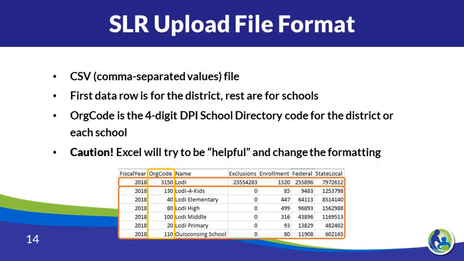Upload files are in a particular format. This is a comma-separated values file, or CSV. After the header row with column titles, the first data row is for the district. The rest of the rows are for your individual schools. One thing to note is this org code column, the 4-digit DPI school directory code for the district or for the school. The details of this format are available on the school level reporting webpage.